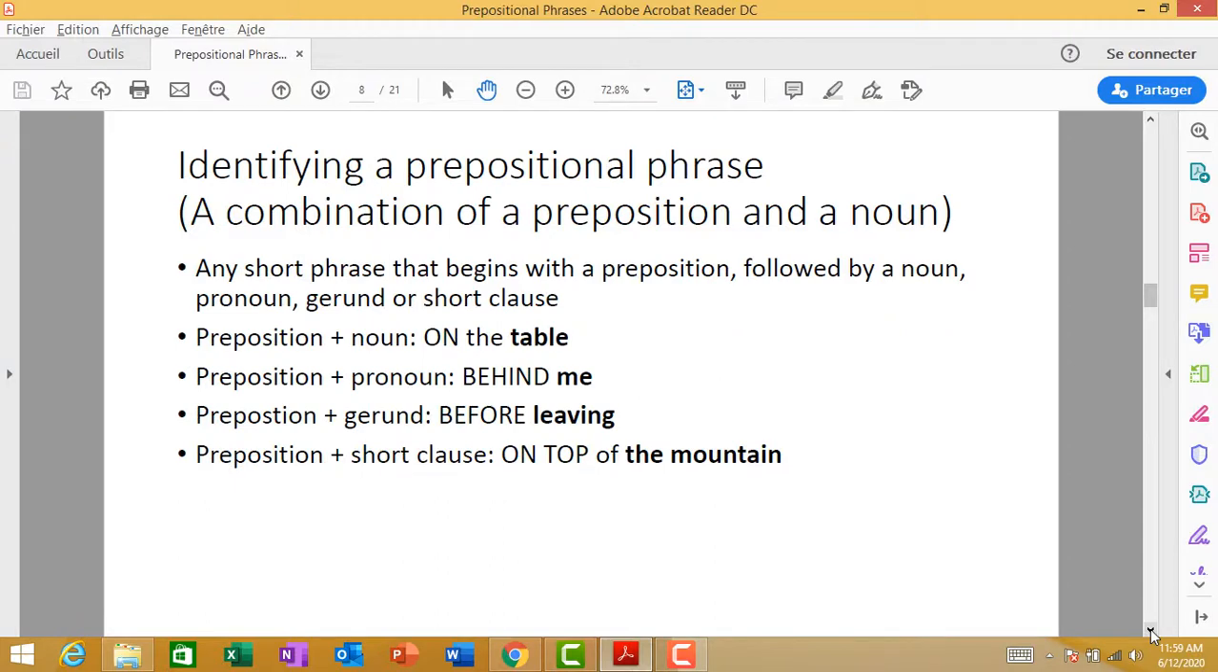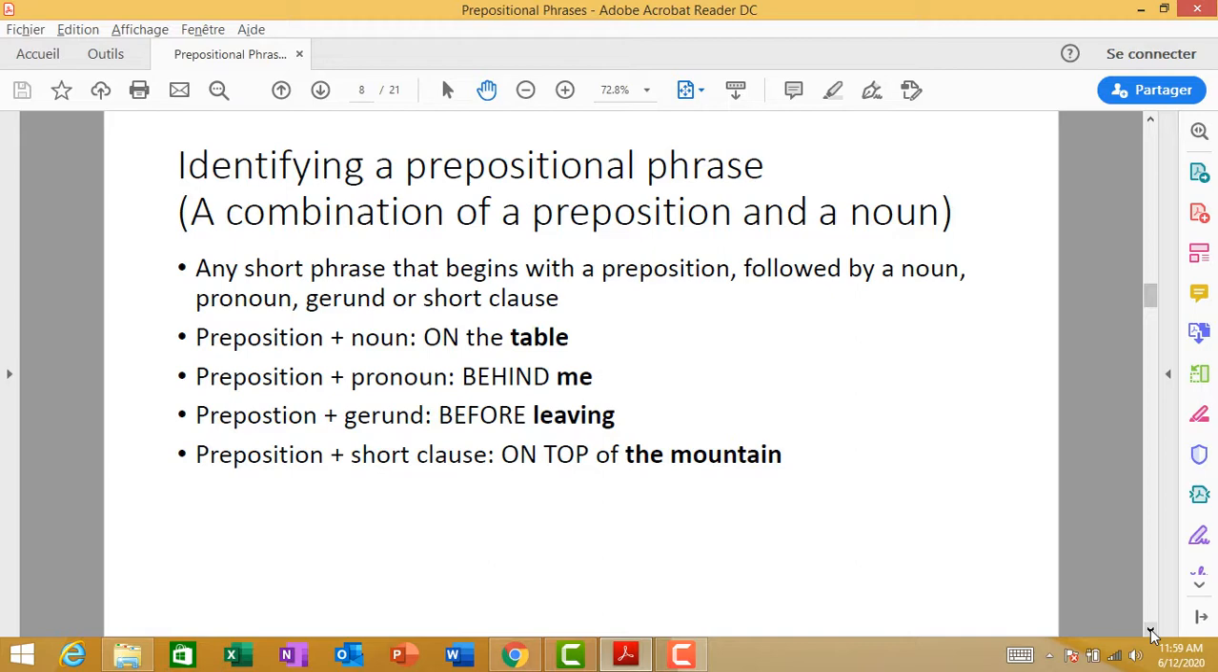Now, how do we identify a prepositional phrase? The name suggests a prepositional phrase is a combination of a preposition and a noun. So when you have a sentence, to identify your prepositional phrase, you need to first identify a preposition, and what follows this preposition will be the prepositional phrase. Now, the definition that we have is any short phrase that begins with a preposition that is followed by a noun, pronoun, gerund, or short clause.